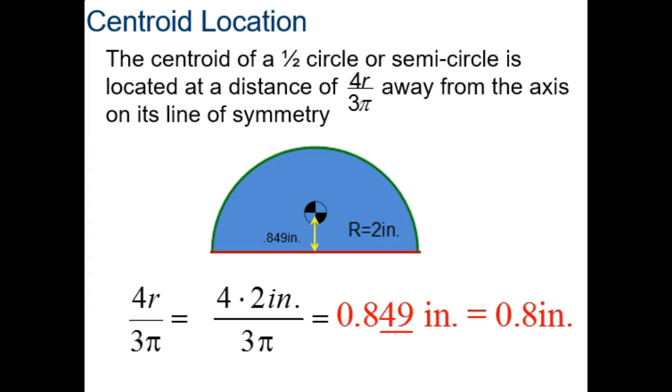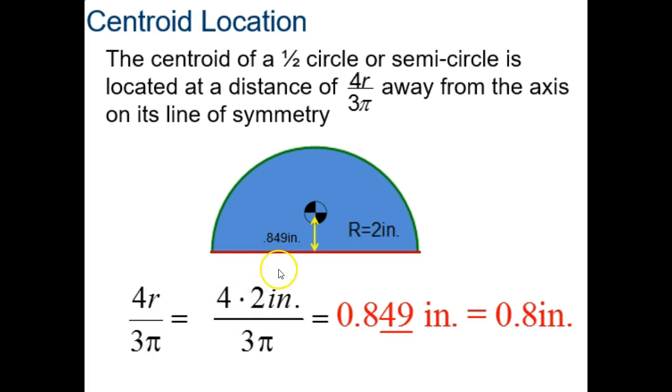The next one is a semicircle, as you see here. Semicircle has a line of symmetry, so you can imagine folding that in half. So the x centroid location is just half of the diameter, or the radius. To figure out how high you have to go to find that center of mass, you have to use an equation, which is 4r over 3 pi.